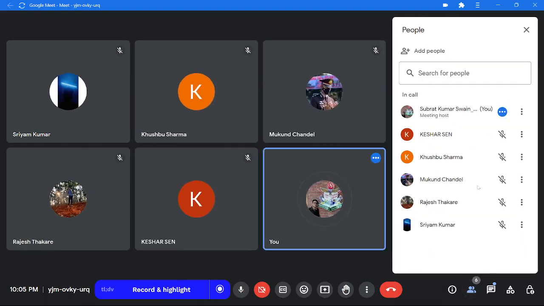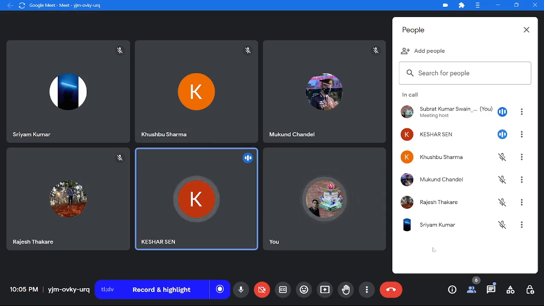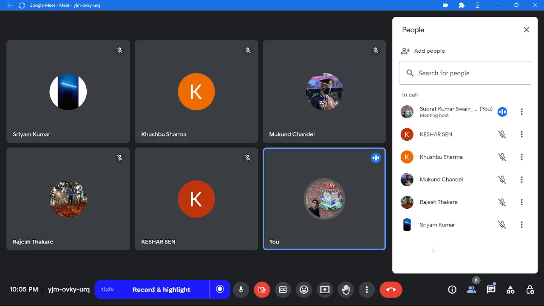Chest number one is Kesar Sen. Kesar, you are chest number one. Khushbu, you are chest number two. Mukund, you are chest number three. Rajesh, you are chest number four. Sriyam, you are chest number five. And I am chest number six.